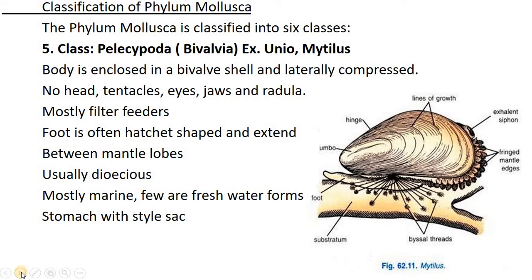Now body is enclosed in the bivalve shell and laterally compressed. No head, tentacles, eyes, jaws and radula. Because these animals are mostly filter feeders, there is no need of the presence of the radula. And in the place of jaws there are the labial palps, that is in the Unio, labial palps are there. Now eyes, because it's usually embedded in the soil, eyes are absent.